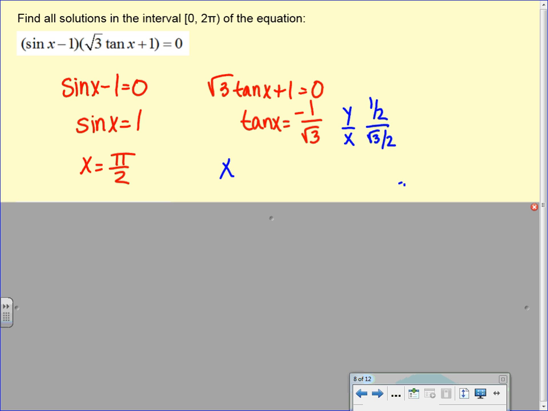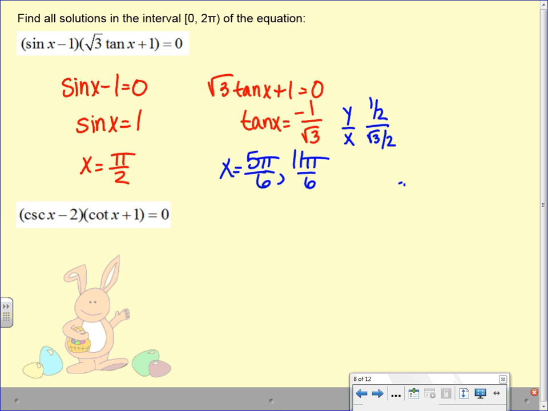Where? Quadrant 2 and 4. Where in quadrant 2 do we have this situation? 5 pi over 6. And where in quadrant 4? 11 pi over 6. So all 3 of these then, pi over 2, 5 pi over 6, 11 pi over 6 are all solutions to this equation because they make one of the parentheses equal to 0 and therefore make the whole thing equal to 0. Okay? The last one is yours to try. And that's it for the day.